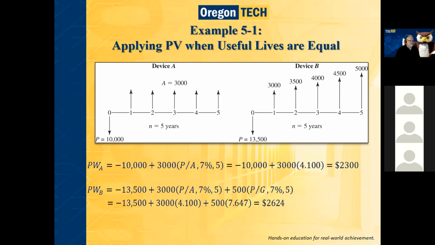They both have 5 years. One's getting $3,000 a year for 5 years. One is getting a different amount for 5 years. One starts off with 10,000. One starts out with 13,500.